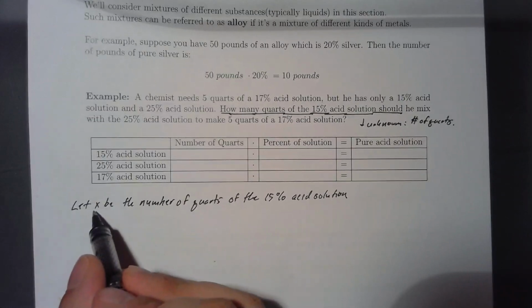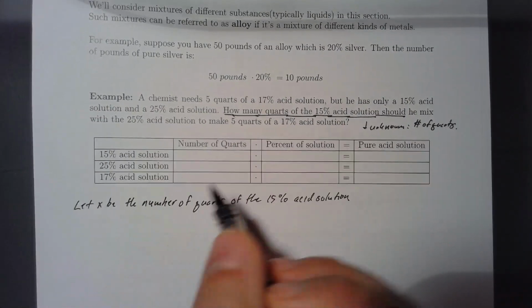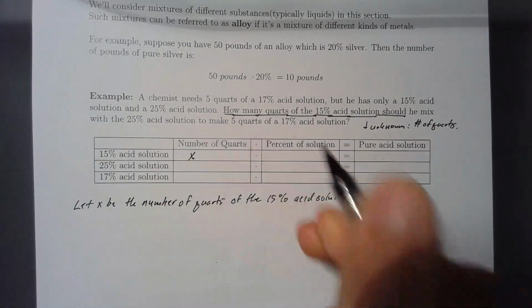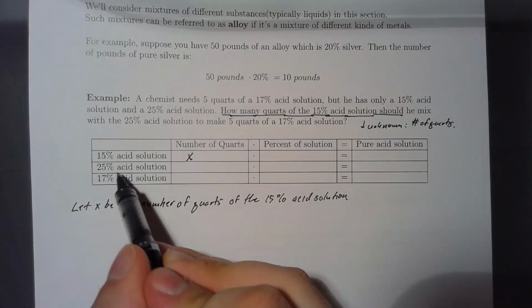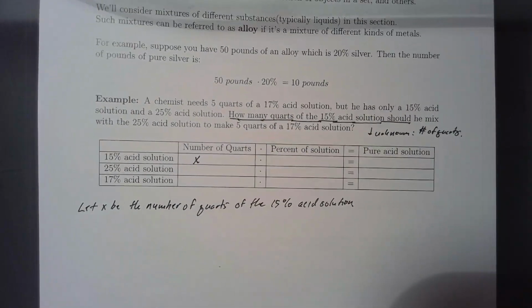Because I know that X is going to be the number of quarts of the 15%, I'm going to put that right here. So now let's figure out the rest of the table. Let's fill in the rest of the table from the information in the problem. So do I have the number of quarts of a 25% acid solution?